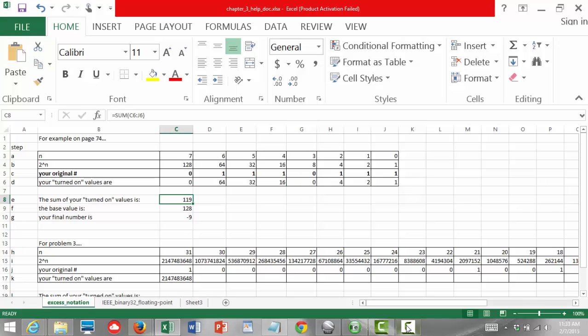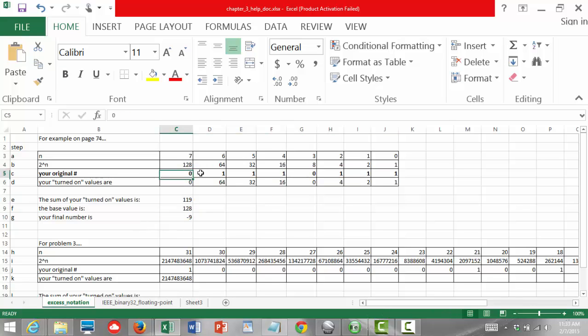I wanted to show you real quick a calculator that I made that might help you with homework 3. If you go down to the bottom of the page and click on excess notation, that worksheet is a quick calculator. This is only for 8-bit. If you put in this 8-bit value, which comes out of the example on page 74 at the top of the page, this is actually the 8-bit excess notation value for the number -9.